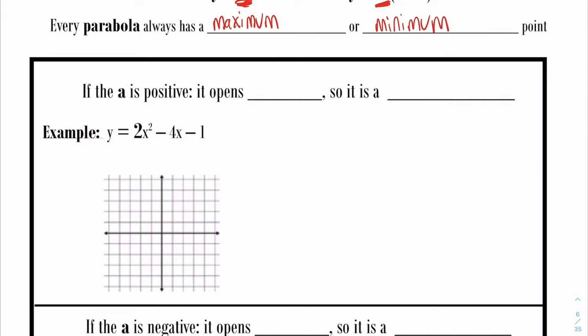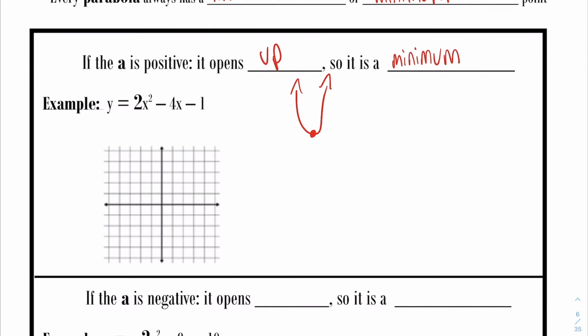The thing that determines whether it's going to have a maximum or a minimum is what a is. If a is positive, the graph is going to open up. So if the parabola opens up, it's going to be like this, and then the point down here at the vertex is called a minimum. For example, 2x squared minus 4x minus 1. Let's go ahead and make a table so that we can graph this.